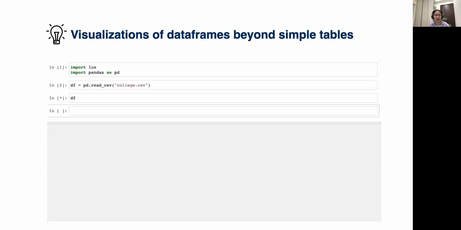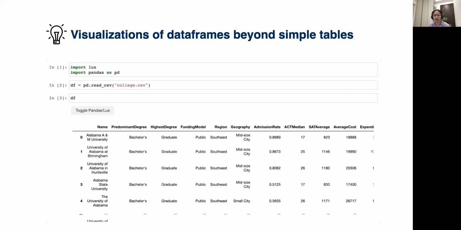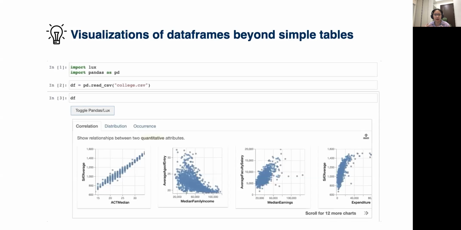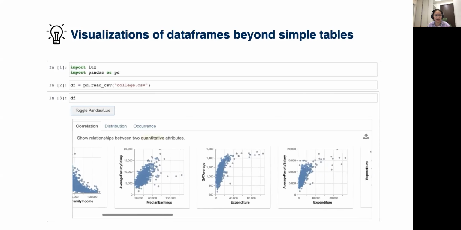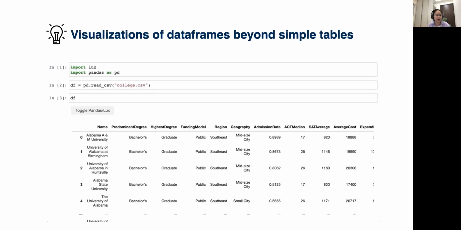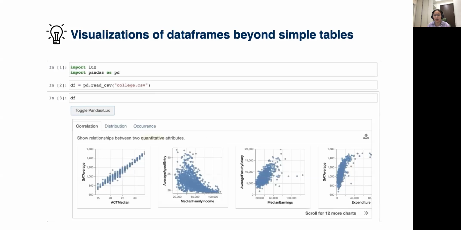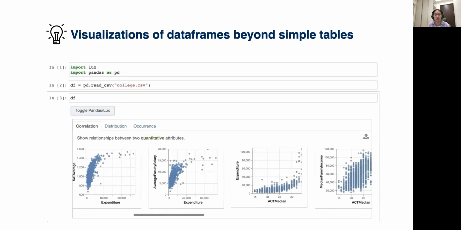And by printing out the data frame, Lux recommends visualizations essentially for free to the users. One of the things that we find is that while tables are an effective form of visualization, Lux provides an alternative way that data frames can be visualized. Users can toggle back and forth between these two complementary views.